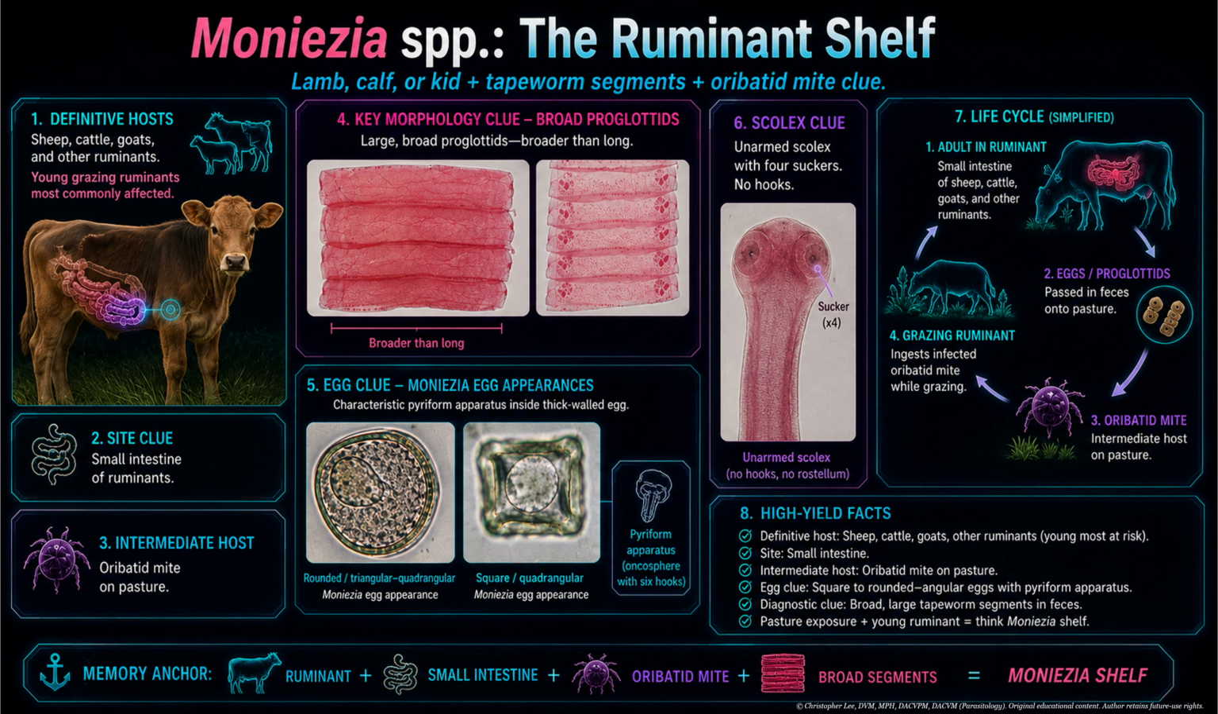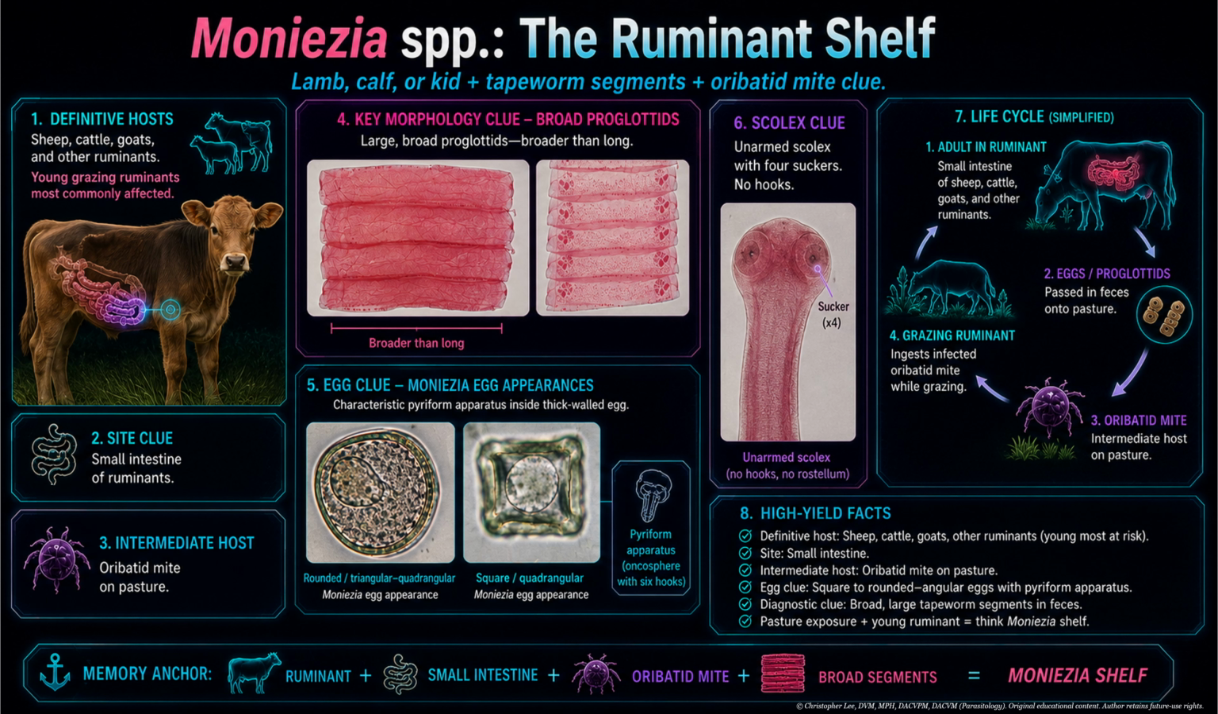Now consider Moniezia species in ruminants. The name itself offers little biologic help, so use the pattern. Young grazing ruminant, small intestine, oribatid mite intermediate host, and large broad proglottids that are wider than they are long. The eggs are angular and contain a characteristic piriform apparatus around the oncosphere.